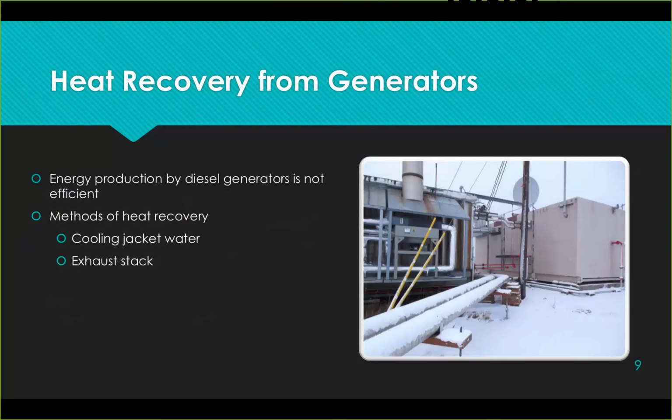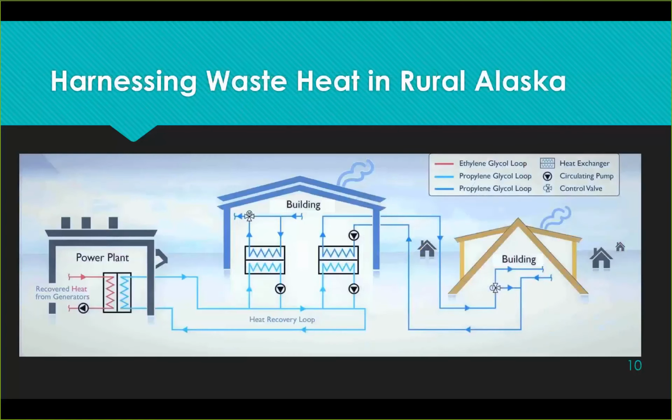And so we're going to focus today primarily on cooling jacket water savings. So how do you harness waste heat in rural Alaska? This schematic is going to give you a general idea of what we might do for that. The schematic shows the equipment and the parts of heat recovery systems. We utilize heat exchangers to isolate those systems. We can use pump nodes and control valves and thermostatic control to control things like freezing or backfeeding.